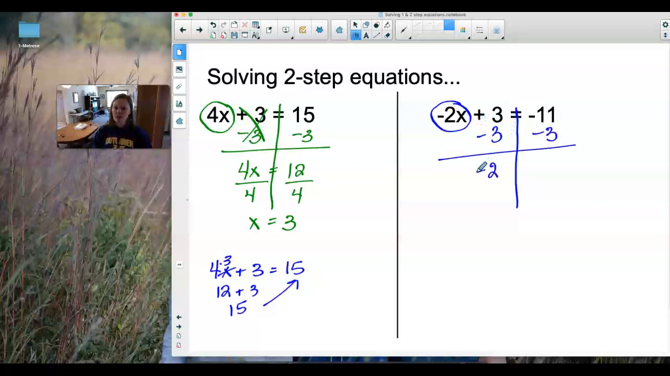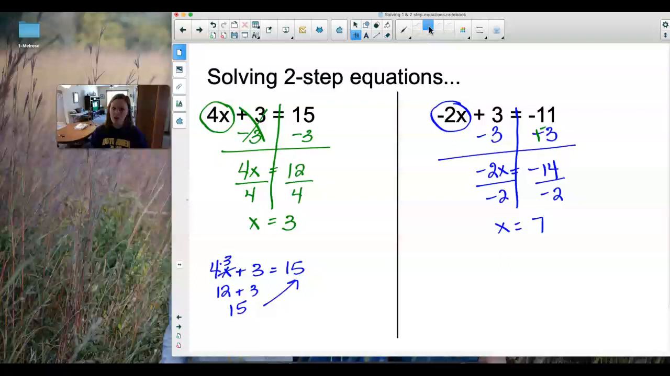So we have negative 2x equals negative 11 minus 3. Now, remember, we can change that to plus a negative 3. And negative 11 plus negative 3 is negative 14. And then divide by negative 2. Divide by negative 2. X equals 7.